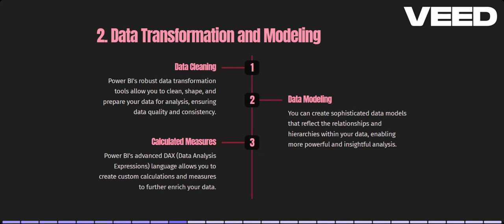There are three steps which we can perform with the data. Data cleaning allows you to clean, shape, and prepare your data for analysis, so that it ensures your data quality and consistency. Coming to modeling, we can create sophisticated data models that reflect the relationships and hierarchies in your data, enabling more powerful and insightful analysis. Next, calculated measures use the Data Analysis Expressions language, which allows you to calculate custom measures and enrich your data with these kinds of operations.